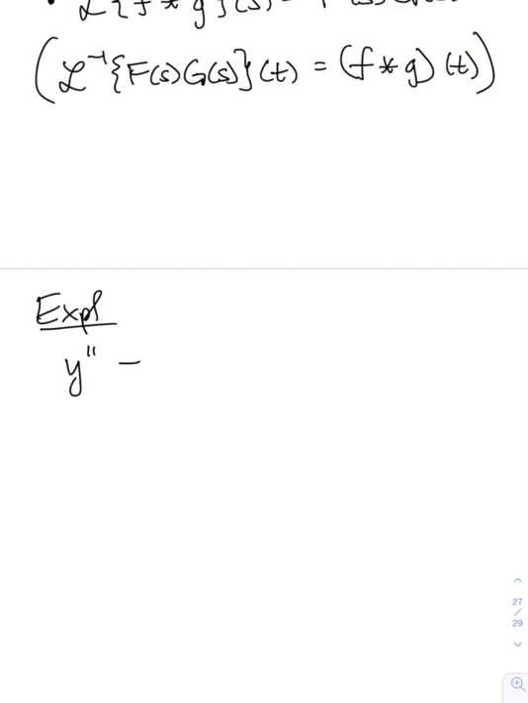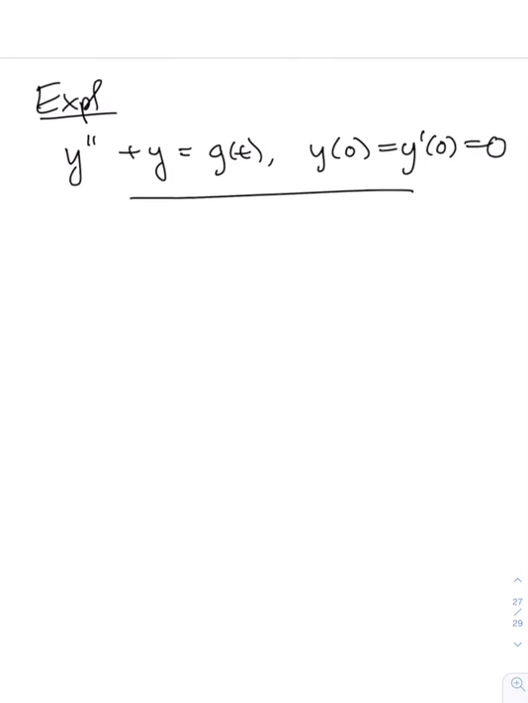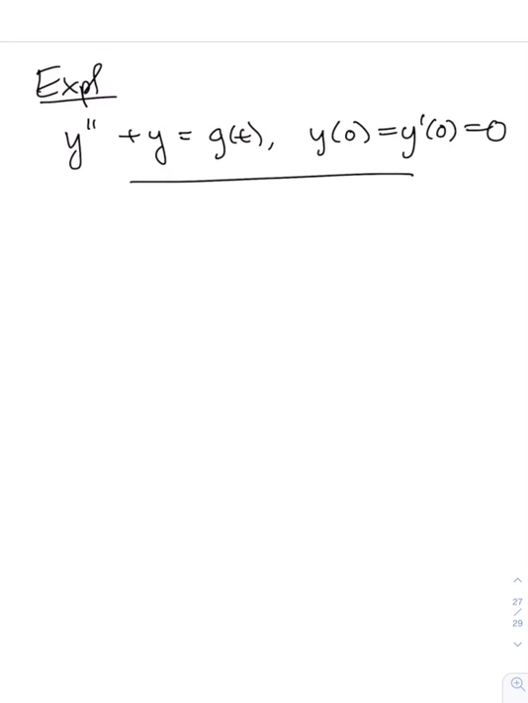So y double prime plus y is equal to g of t. Y of 0 equals y prime of 0 equals 0. And we don't have an expression for g. Now, g is just a generic right-hand side to this non-homogeneous equation. So we take the Laplace transform on both sides. The Laplace of y double prime plus capital Y of s is equal to capital G of s.